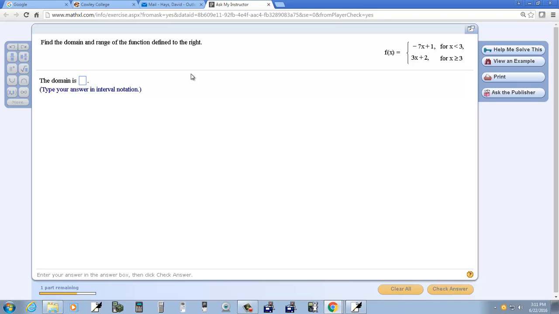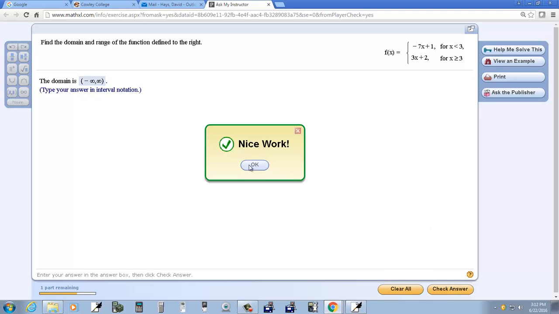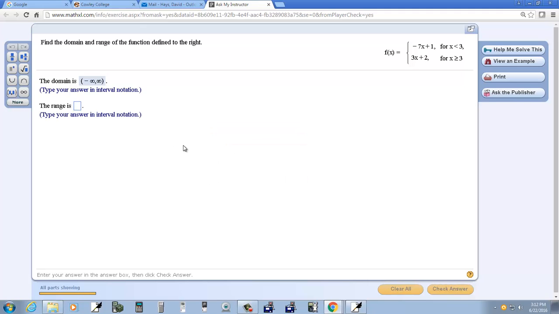First off, the domain. Notice it says when x is less than 3 and when x is greater than or equal to 3. And there's no fractions here, and there's no radicals with even indexes. Well, this exists everywhere. The only exceptions would be if you had a fraction with a variable denominator or you had a radical with an even index. So my domain is going to be negative infinity to positive infinity. So I got negative infinity, comma, positive infinity. Check answer.